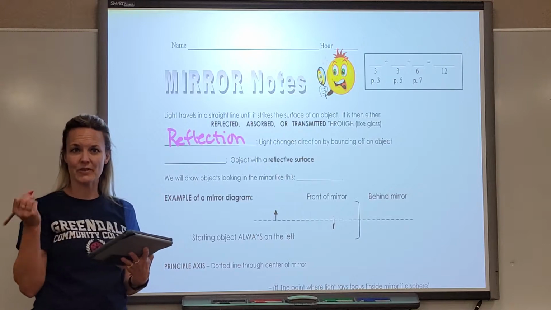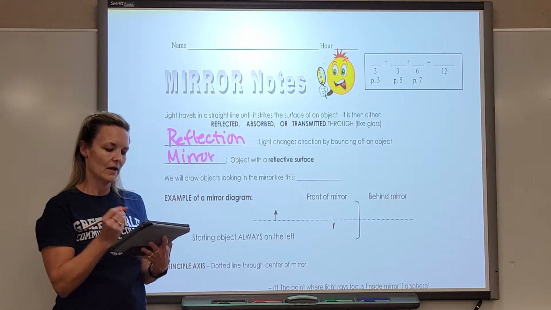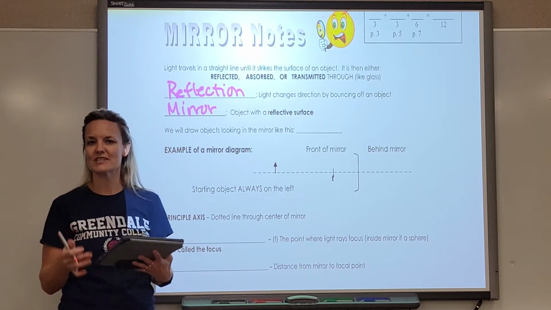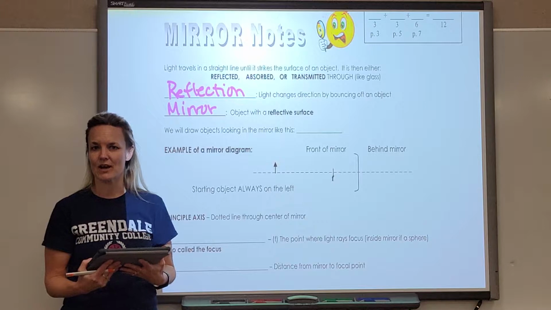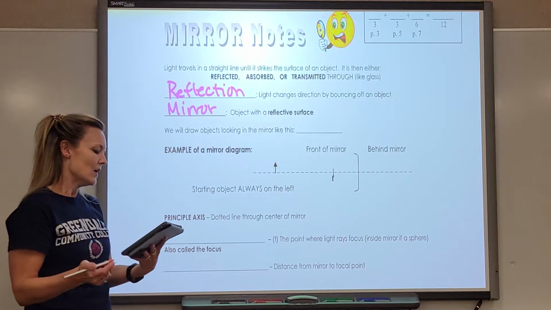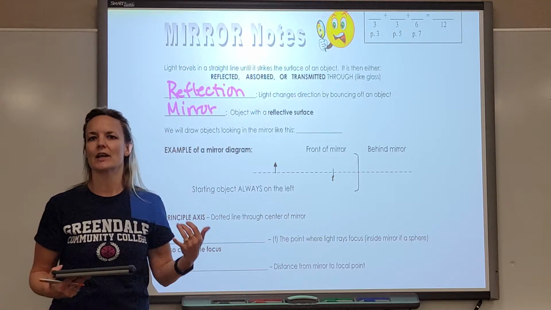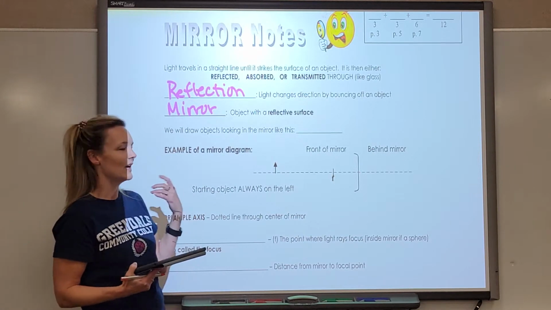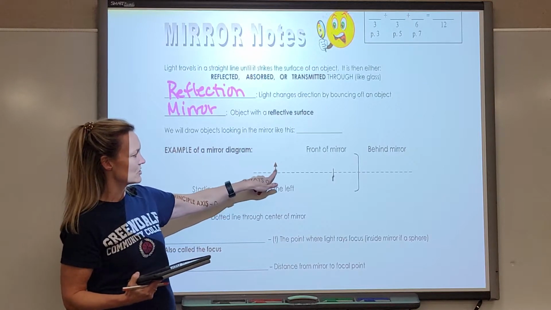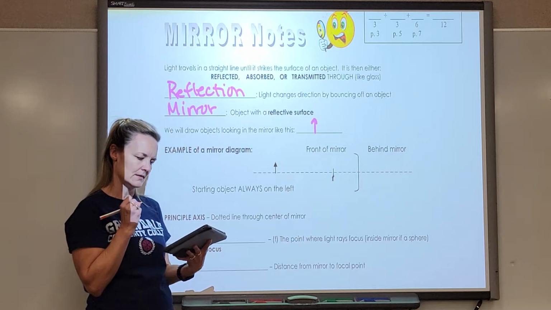An object with a reflective surface is called a mirror. We are going to look at the types of mirrors that are curved, and concave and convex will be the name of the two. When we draw an object, so let's say I'm standing looking in a mirror. I'm not going to try to draw a person. You all know how good I am at drawing. So everything that we draw is just going to take the shape of an arrow. So we'll draw objects looking in the mirror like this.